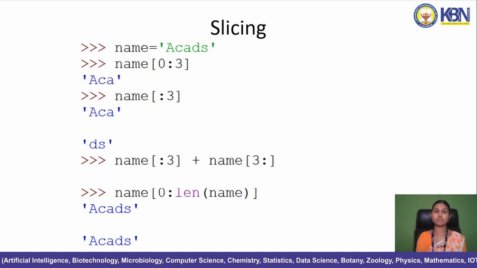Here the name will be displayed. I want 0 to 3. I am giving a range, but in this case the colon will be called the slicing operator in the strings concept. Okay, now let's see the name.